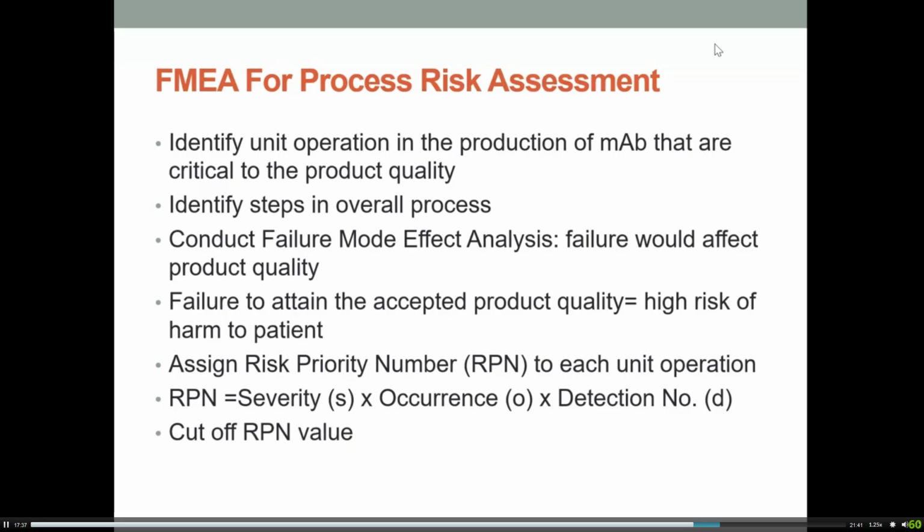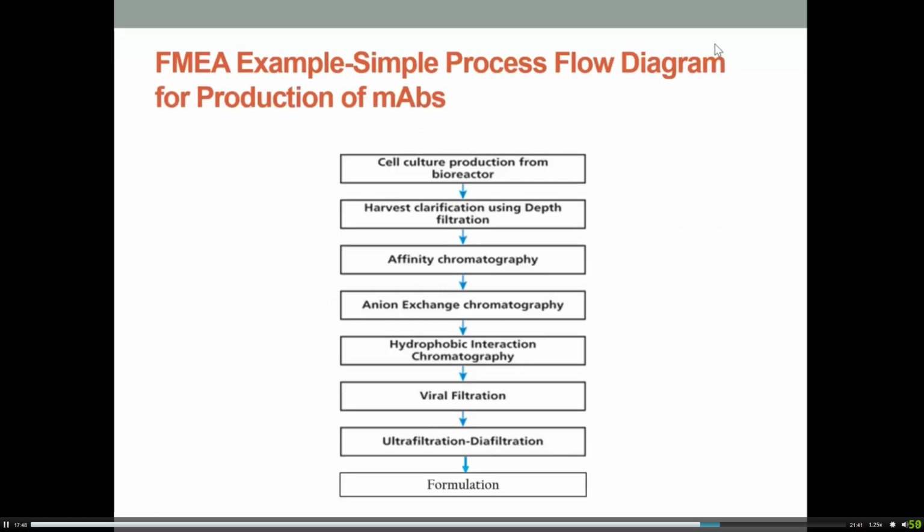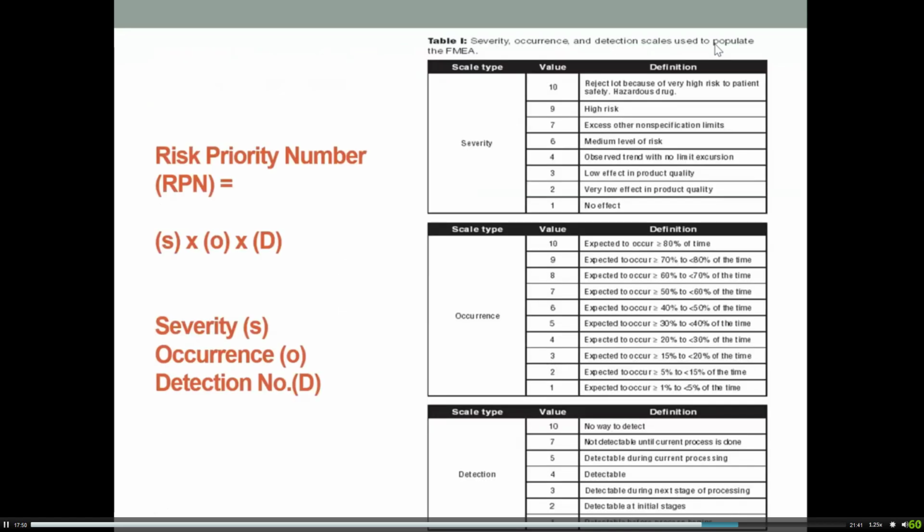And we will assign a cut-off RPN number. So what are we going to do if we reach above this RPN number? That's where we need to take mitigating actions. So our process flow remains the same. Here we've defined our scores. So in this case, we've gone from 1 to 10. So we've got quite a high level of differentiation.